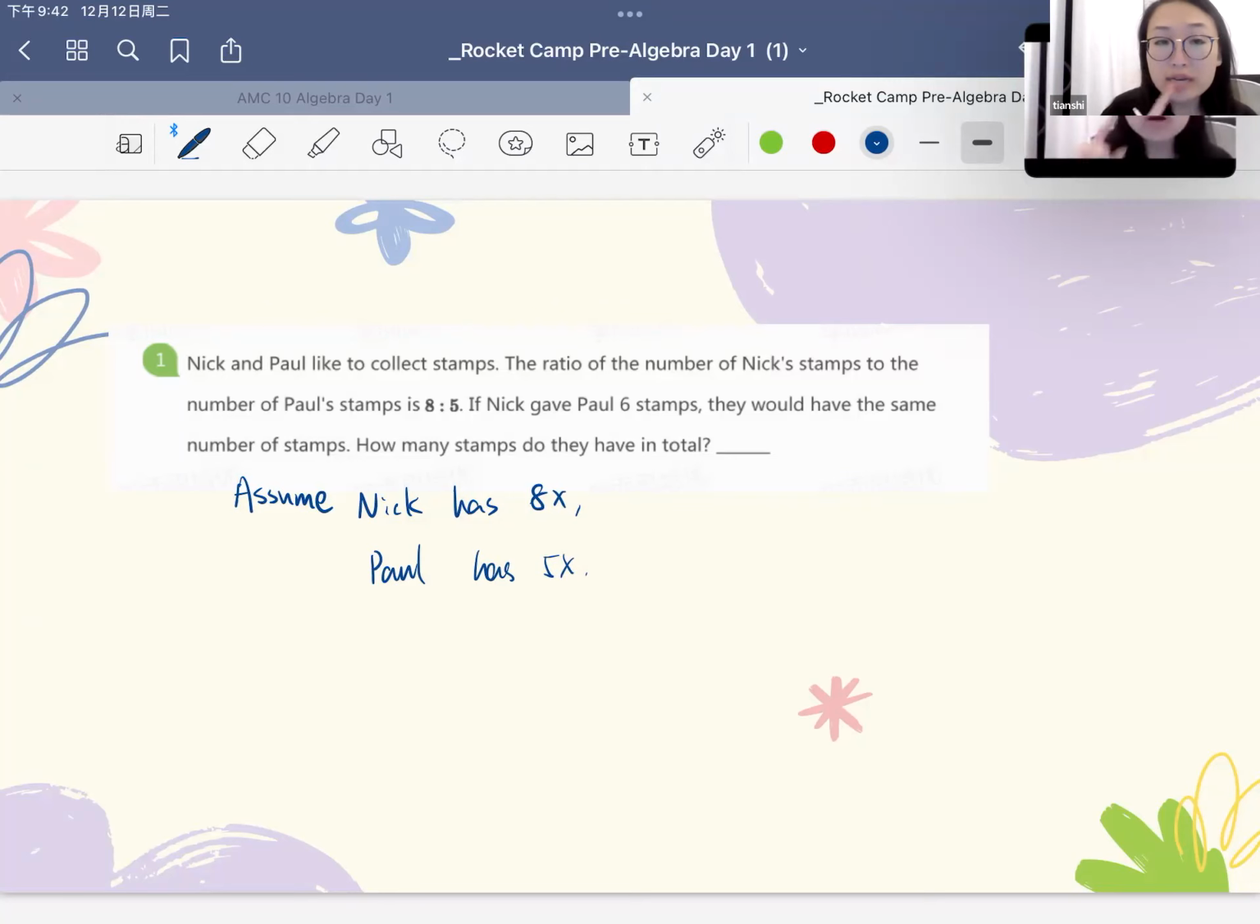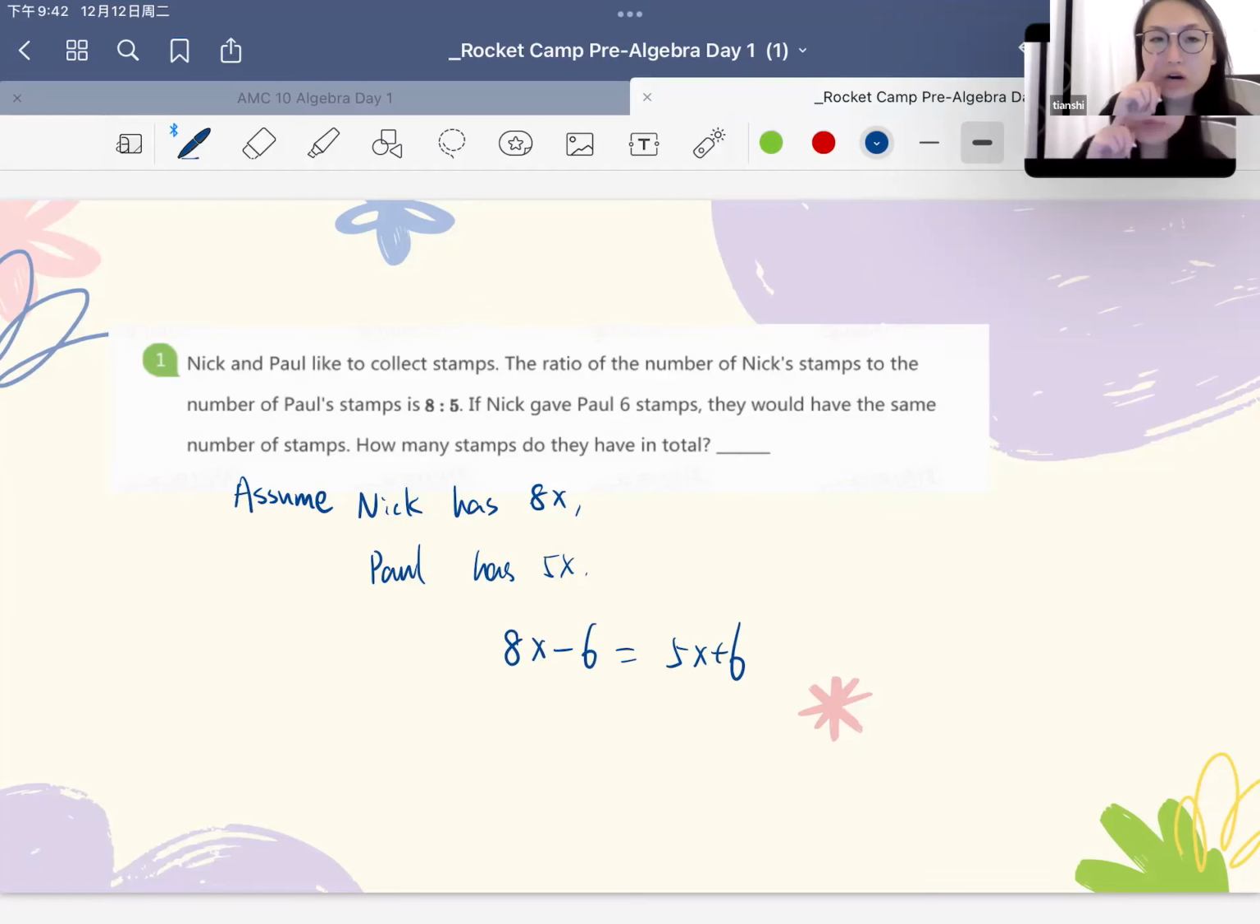And then we know a scenario here. If Nick gave Paul 6 stamps, they would have the same amount of stamps. So if Nick gave Paul 6 stamps, how many stamps would Nick have now? It will have 8x minus 6. And after receiving 6 stamps from Nick, how many stamps does Paul have? Paul will have 5x plus 6, and they have the same amount of stamps. So we can set up an equation here, right? 8x minus 6 equals 5x plus 6.